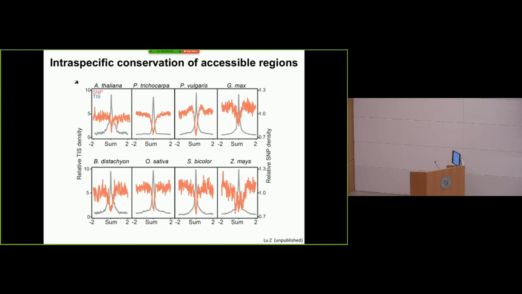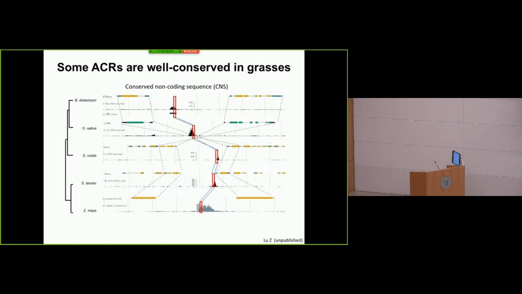Again, just like in maize, we can look at all the sequence diversity panels that are out there for all of these species. We can look at these distal accessible chromatin regions, and what we can see is, just like in maize, they're depleted for sequence variation compared to nearby sequences. Again, indicating some level of sequence constraint.